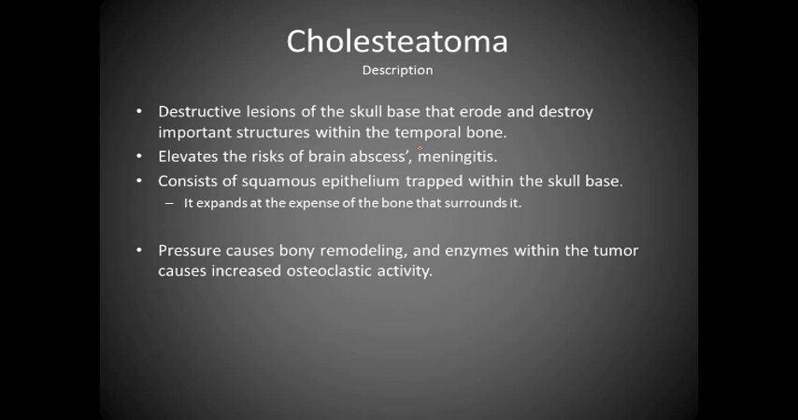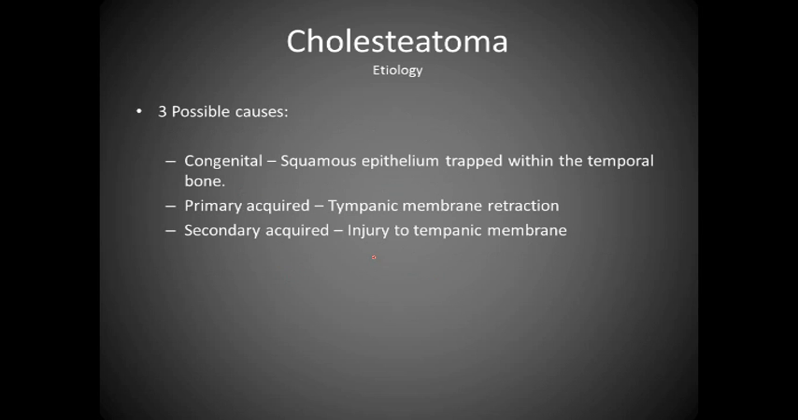Pressure causes bone remodeling, and enzymes within the tumor cause increased osteoclastic activity. Once again, osteoclastic means breaking down. Osteoblastic means building up. So it causes the bone to be broken down without actually building it up. And this is a result of squamous epithelium simply being trapped. Because it's trapped and the cells divide and expand, it causes bone remodeling. What we mean by bony remodeling here is basically osteoclastic activity. Usually bony remodeling is a result of both osteoclastic and osteoblastic activity, but in this case, it's just the bone being broken down.